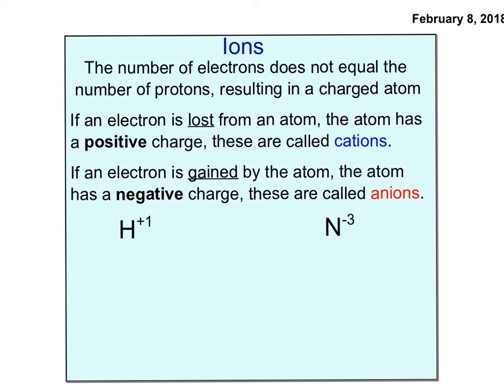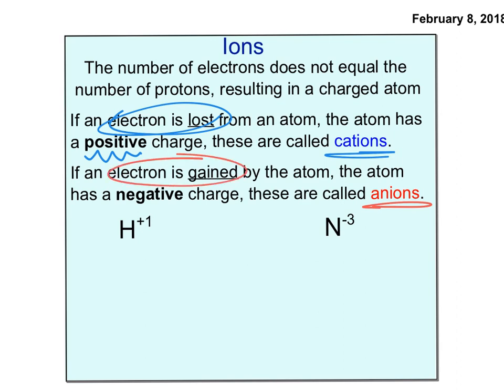The next thing we're going to discuss is ions. Ions are defined as atoms where the number of electrons does not equal the number of protons, which results in a charged atom. You can have one of two kinds of ions: a cation or an anion. Cations are when electrons are lost, resulting in a positive charge. Since electrons are negative, if you lose negative electrons, there will be more protons, causing a positive charge. Anions are when electrons are gained by an atom, resulting in a negative charge. Because electrons are negative, if you've got more electrons, it has a negative charge.